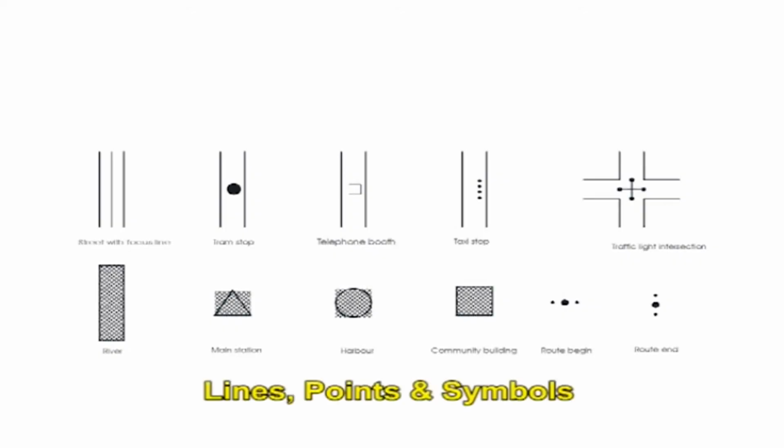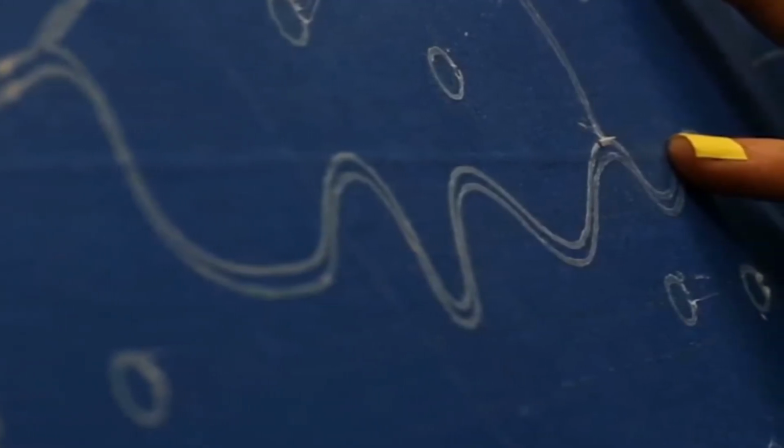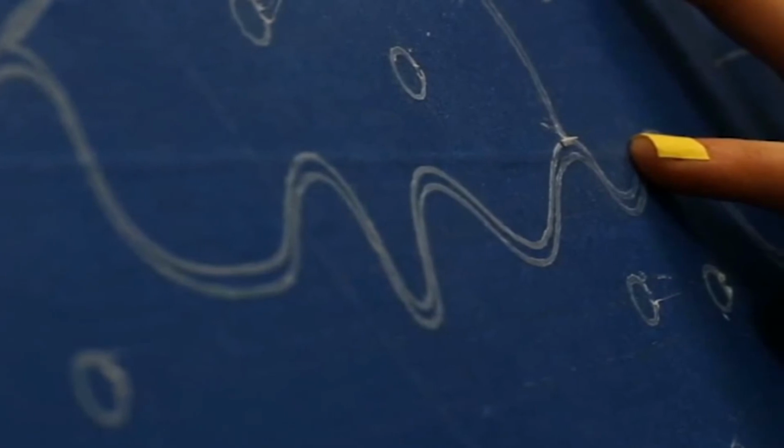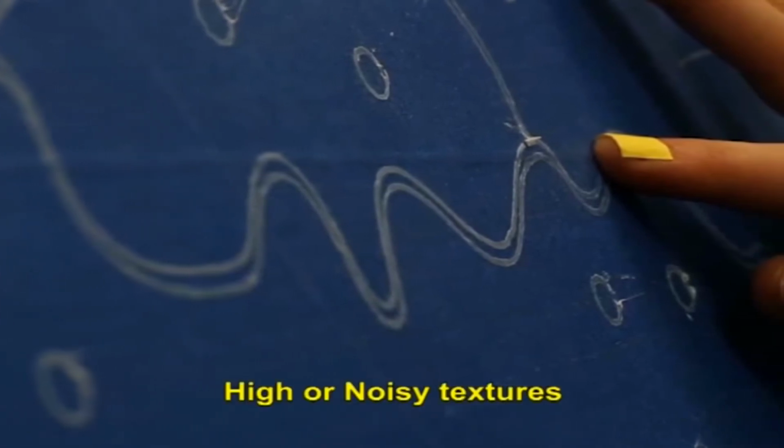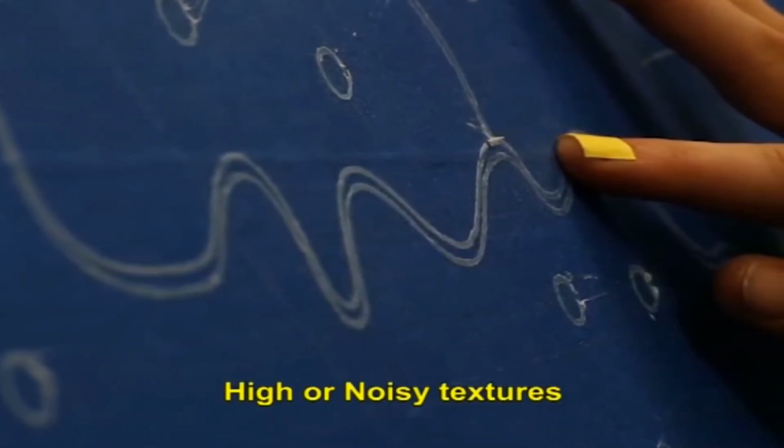Limit the lines, points and symbols on a drawing to ones that can be easily identified one from another by touch. Use the most prominent symbols for the most important features in the graphic. Don't allow high or noisy textures to draw attention away from the key features. Feel the copy of the graphic the reader will receive to see if you can follow all lines.